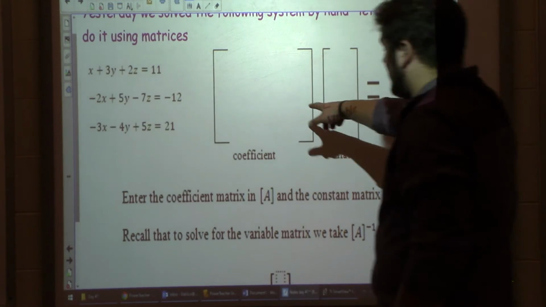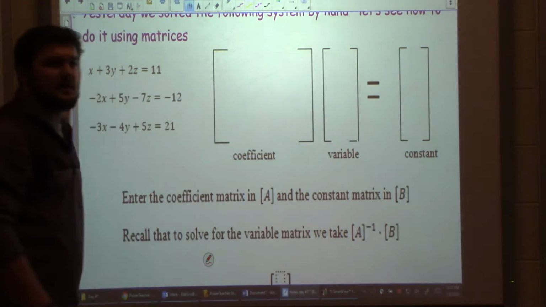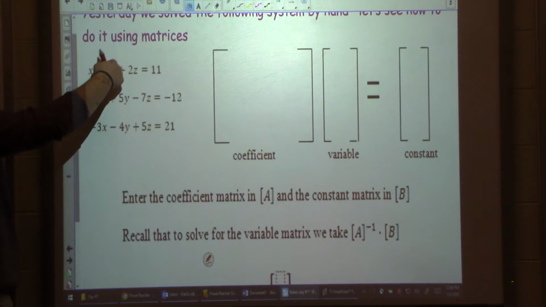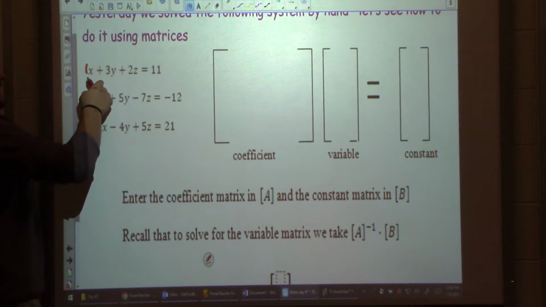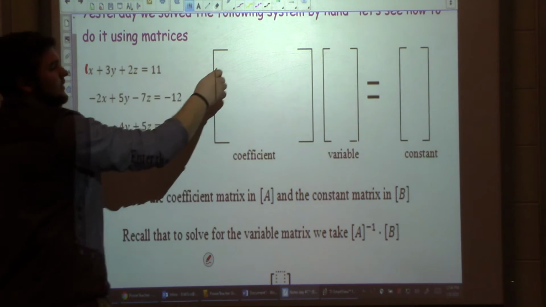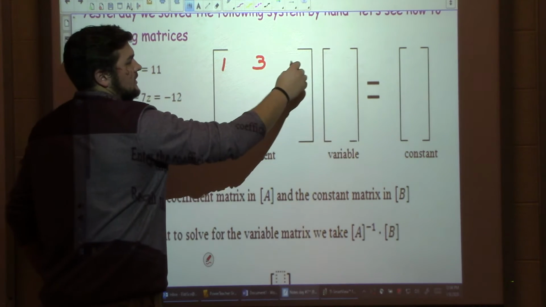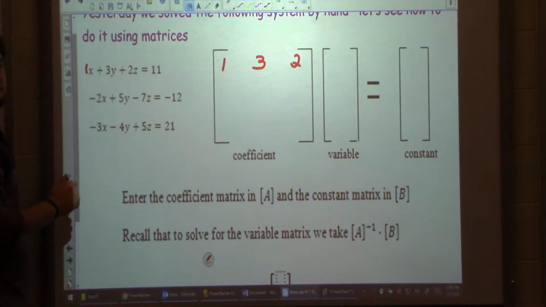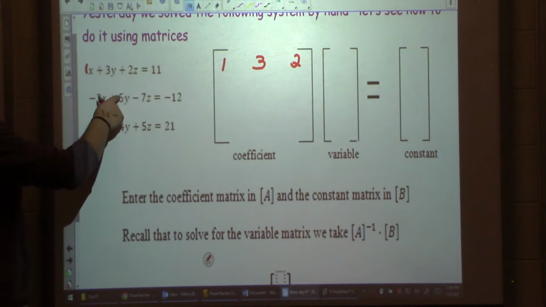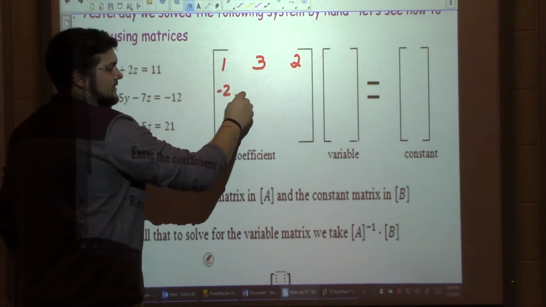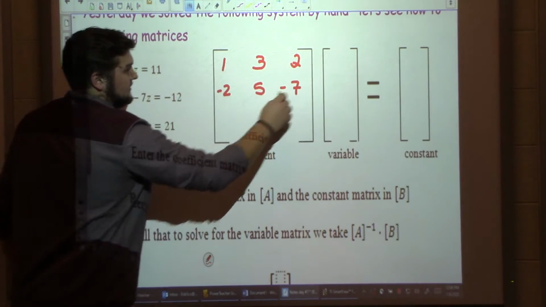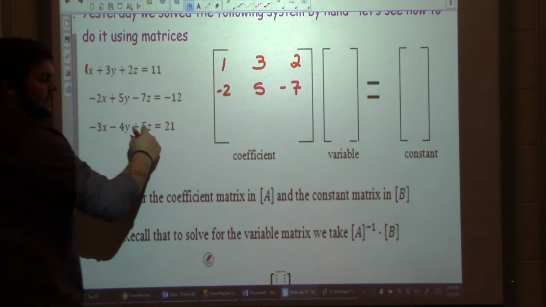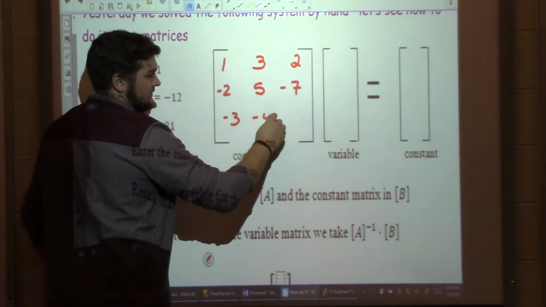Before the variable. So our coefficient matrix is going to be made of all the numbers that are before our variables. So like 1x, 3y, 2z, it's going to be 1, 3, 2. Negative 2, 5, negative 7. Negative 3, negative 4, 5.